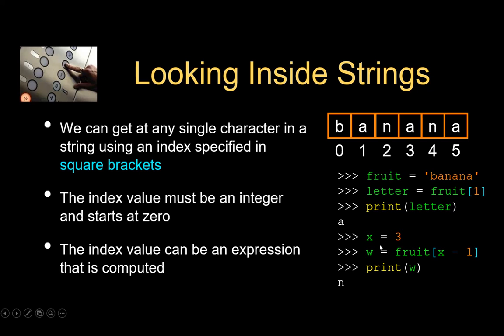The other example is we assign 3 to the variable x. We put fruit in the square bracket x minus 1. So x minus 1 will give us 2, and fruit square bracket 2 means that we need the character at location 2 in the string, which will be n. So when we print w, the result would be n.